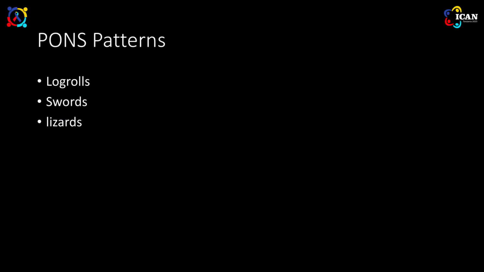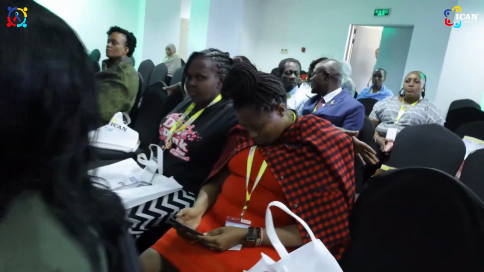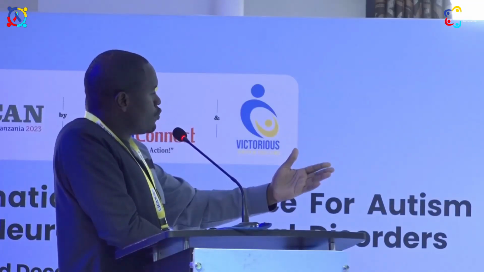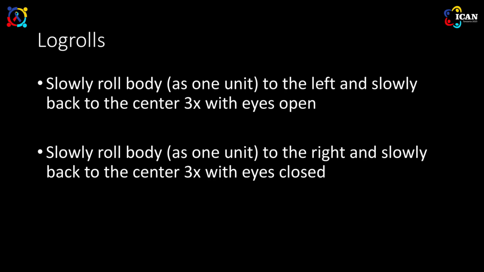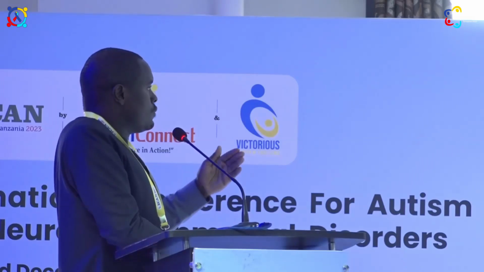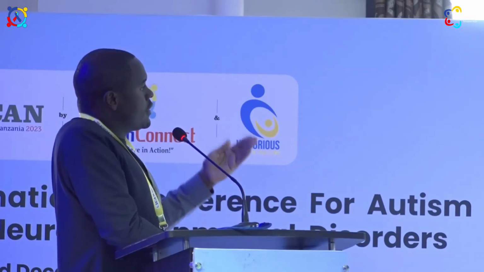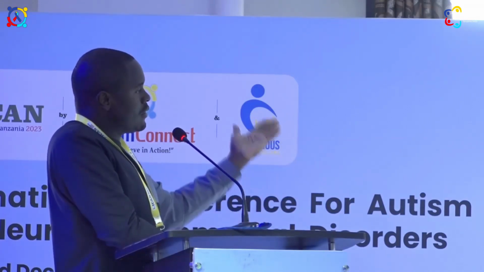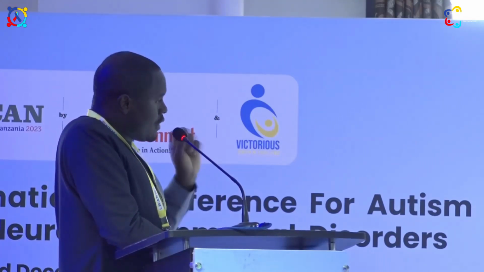So we have three patterns: the logrolls, the swords, and the lizards. We start with the logrolls. For the logrolls, you lie down in the supine position, then you go to one side 3 times. It's just rolling from supine to prone and back, prone again and back 3 times, one side and then the other side. Usually children will struggle with that if that area of the brain is underdeveloped.